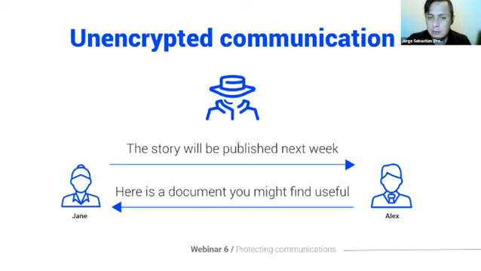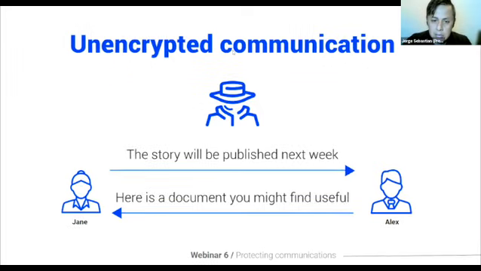This diagram was taken from my webinar number 6. Just as a quick recap, this is how your communication looks when it's unencrypted. We have Jane and Alex, and they are exchanging communication via emails, or maybe it's a phone call or text message. And this is Spy, the bad guy, like a hacker, if the communication is not encrypted.